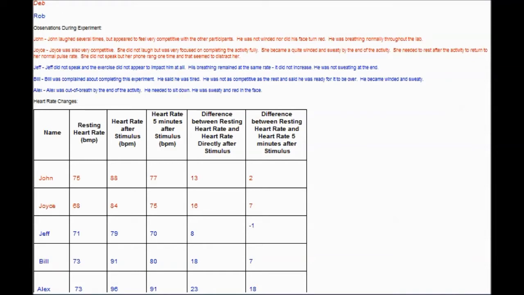Generally, you're going to take this information that you have listed here from when you posted after you ran your experiment and analyze it. So you need to have observations for each person. What happened when you ran the experiment? Like John laughed several times. He appeared to feel very competitive with the other participants. He wasn't winded, nor did his face turn red. He was breathing normally. And so you have this kind of information for each person, as well as the pulse rate for each person. Your graph or your table might look different depending on what you decided to collect and when you collected it. So you'll have all of this information, and that is what you're going to refer to and analyze now.